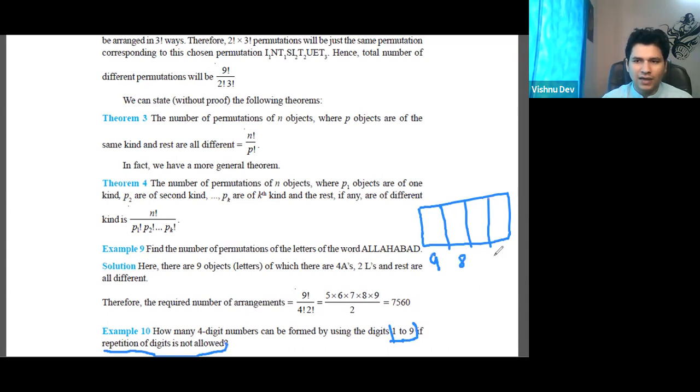8, 7, 6. So or I can say it is 9P4, हाँ या ना, 9P4? Yes, sir.